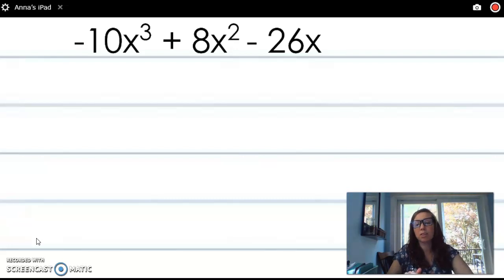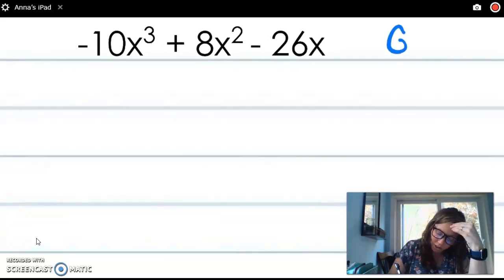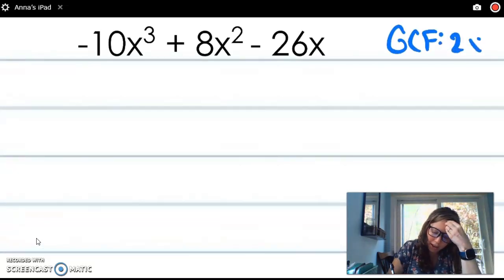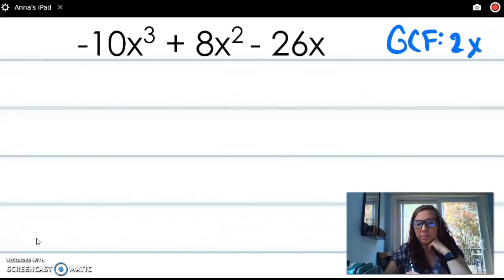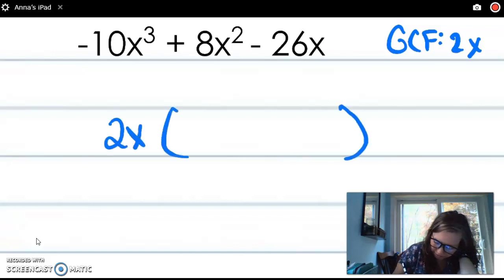Now sometimes they're not going to have any number in common. It's only going to have a variable in common. And if there's nothing you divide it by, there just is no GCF. You can't factor it out. So the GCF is going to be 2, and then they all have 1x in common. So it would just be 2x. Okay. So from there, we're going to take the 2x out.